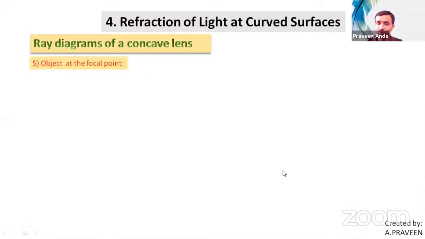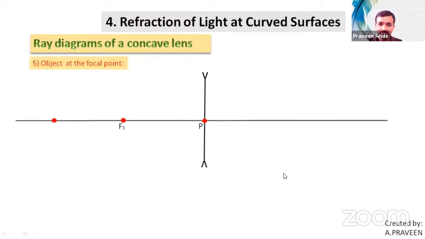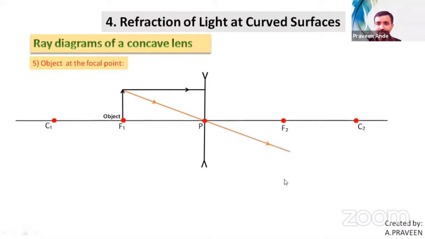Right? At focal point, what happens? So complete this one immediately, then select the object at focus now. Then draw two rays: one parallel to the principal axis from the top of the object, and the other ray passing through the optic center of the lens. After refraction, that ray remains undeviated. Completed.